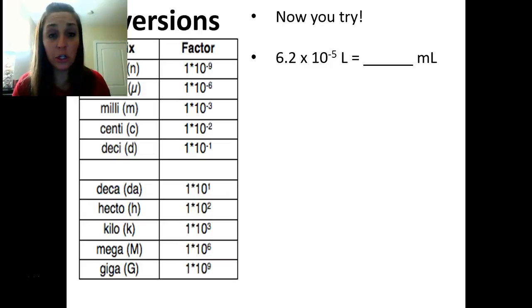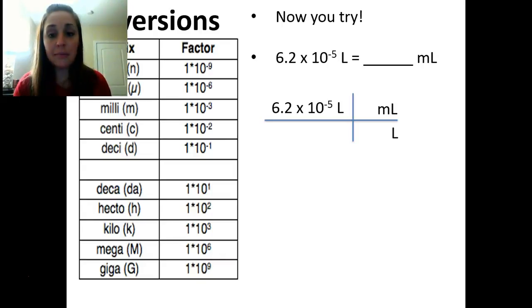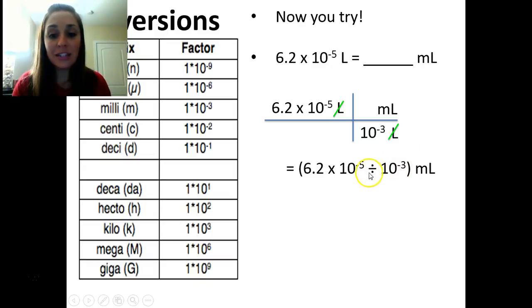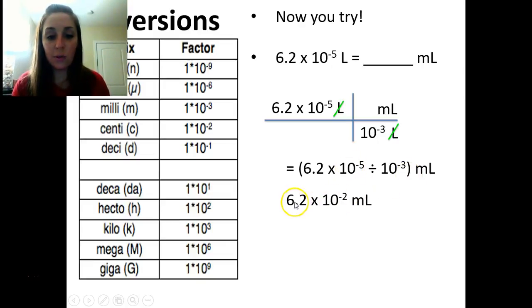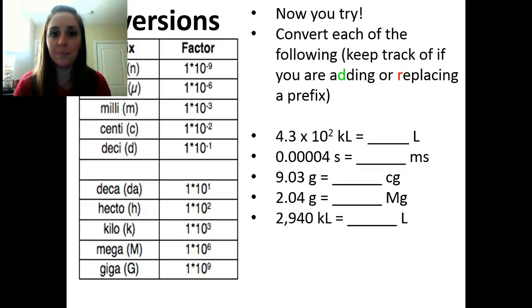For this one, 6.2 times 10 to the negative 5 liters, turning it to milliliters. Liters goes on the bottom, milliliters on the top. Milli can't go on the bottom because then it wouldn't cancel, so you put 10 to the negative 3 instead. Liters cancel. Here we go. Remember, this turns into multiply, and then you flip the sign here. So it's really 10 to the negative 5th times 10 to the 3rd. So that'll give you 6.2 times 10 to the negative 2 milliliters. All of this you can put into the calculator as well. So remember, you can always plug it into the calculator, and the calculator will give the right answer.